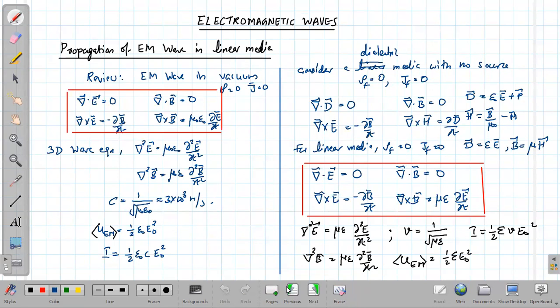Accordingly, there will be some changes in the expression for the energy density and the intensity. This expression for the energy density we have talked about. Instead of epsilon 0, we have used epsilon, and intensity is this expression. These are the only changes that we have to consider. Apart from that, all the remaining physics is the same.